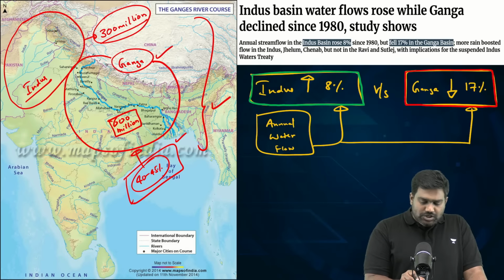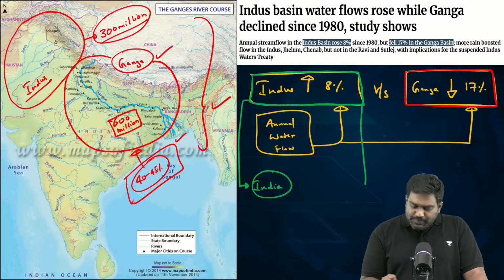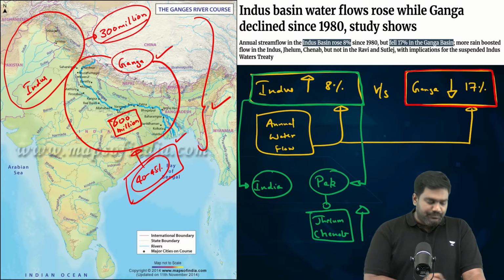However, there is a cause for concern for India. The research has pointed out that in the Indus basin, on the Pakistani side, especially in the Jhelum and Chenab, this is where the water flow has largely increased.